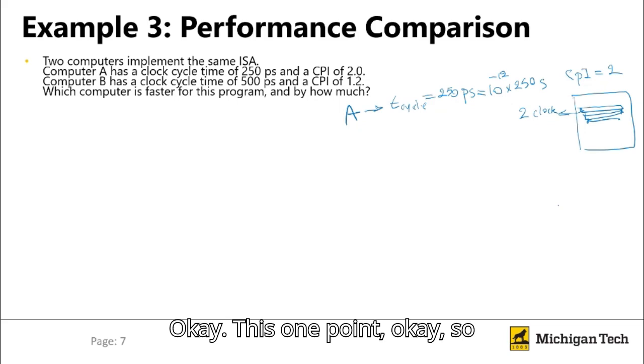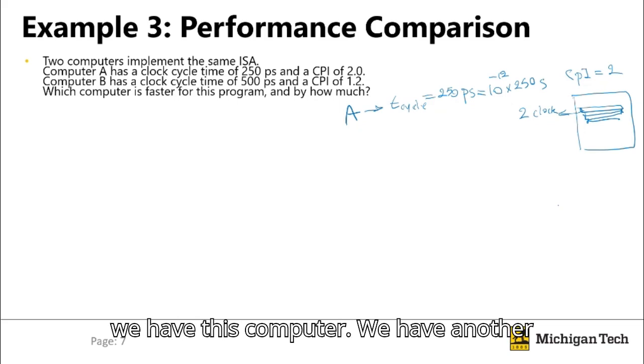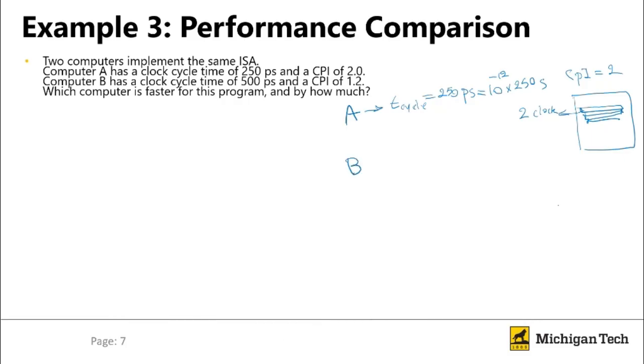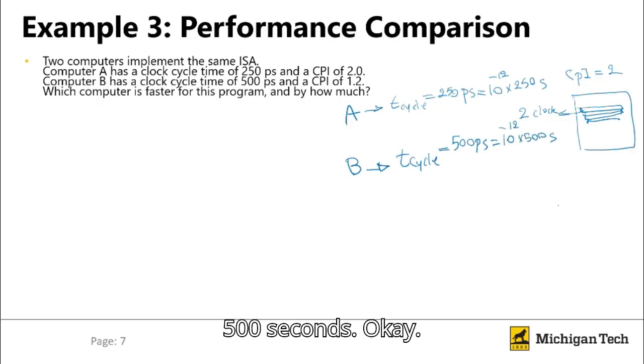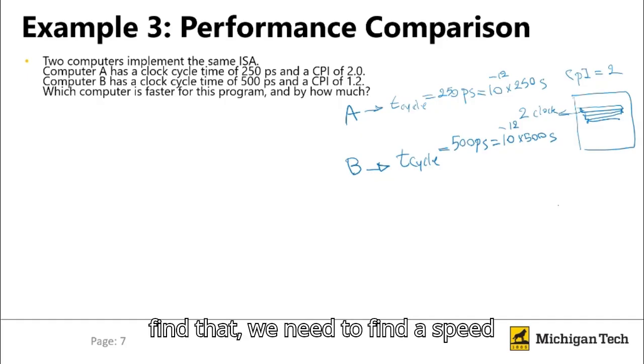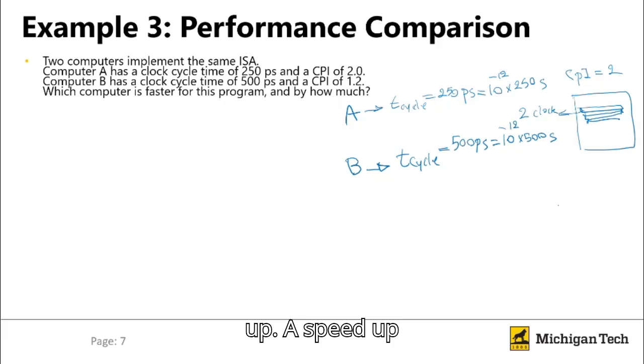Okay, this is one point. So we have this computer, and we have another computer, B. This one has a T cycle, or clock cycle, of 500 picoseconds, 10 to the minus 12 seconds. Okay, and which computer is faster and how much faster? To find that, we need to find a speedup.